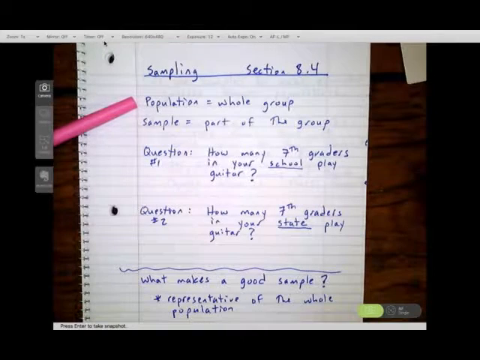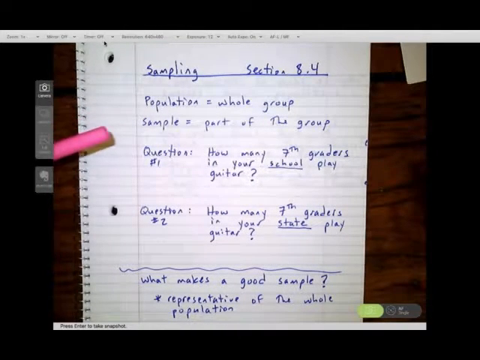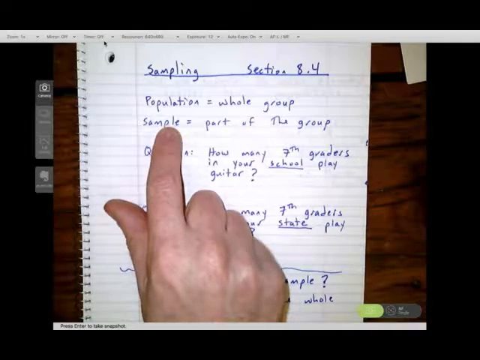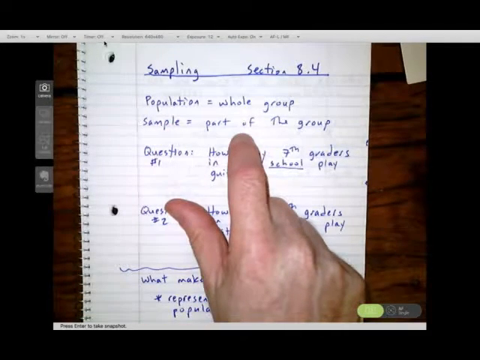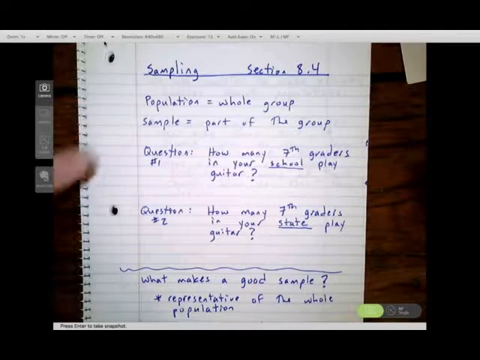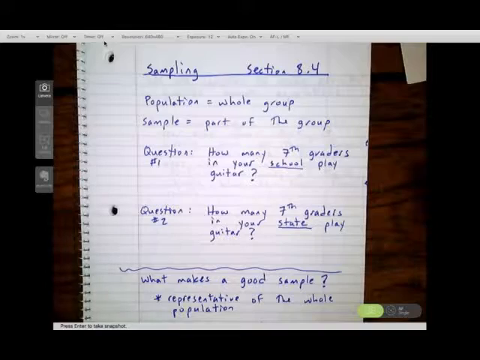Okay, so you'll have to identify on your assignment what a population is and what a sample is. So a population is the whole group. So a population would be, for example, all of the seventh graders in the state of California. And a sample would be 50 of those seventh graders chosen at random throughout the state. So a sample is just a part of the group. The population is the whole entire group.